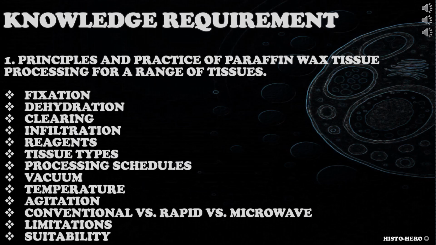The first knowledge requirement is principles and practice of paraffin wax tissue processing for a range of tissues. Candidate needs to have the knowledge and understanding about the principles and practice of paraffin wax tissue processing. To test their knowledge, you could ask the candidate, what is processing and what are its principles, how do they process samples in your lab, whether they process all samples in the same way or not, how could processing affect the end product, which would be the stained slide.